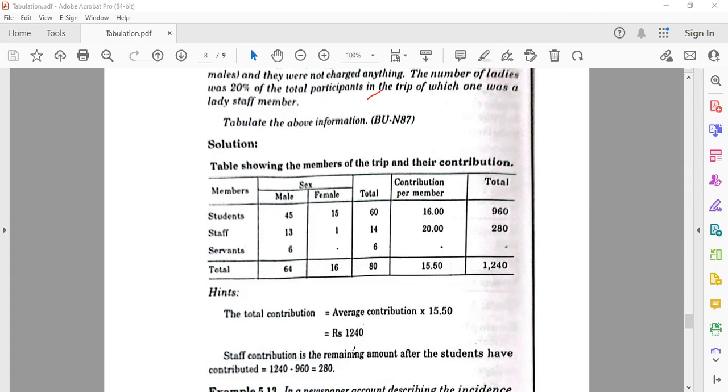So how do you calculate the total contribution of the students minus the servants? Minus servants is 0. So therefore, 1240 is the total amount contributed. In that, if you remove 960, that comes to 280. So 280 divided by 14 gives you 20 rupees as the average contribution. So that is how you get the average contribution of 20 here. That is how we're going to solve the problem.